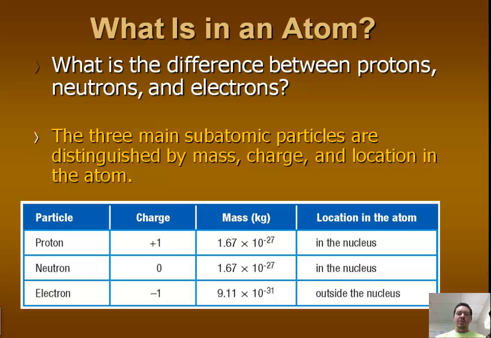Looking at the proton, its charge is a positive 1. Its mass is 1.67 times 10 to the negative 27 kilograms, and it's located in the nucleus. Often we just say that a proton is equal to 1 atomic mass unit.